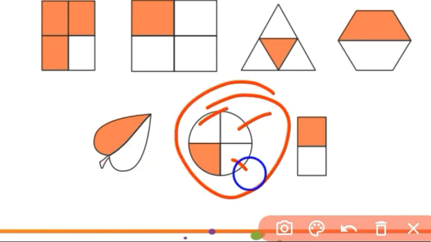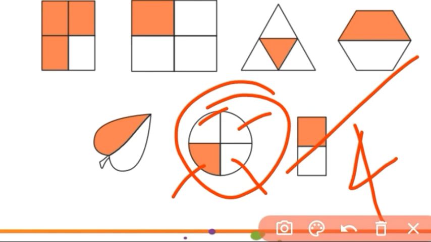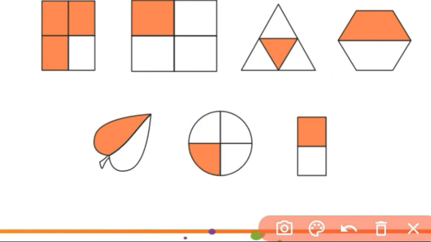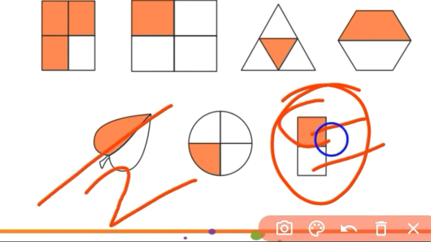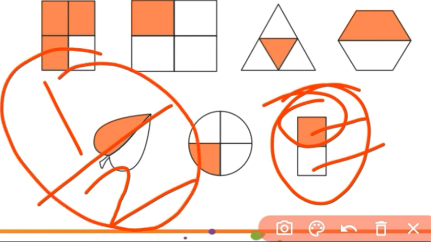See, the number of columns is 4. The colored part is 1. 1 by 4, quarter. See, the number of columns is 2. The colored part is 1. 1 by 2 means it's a half.